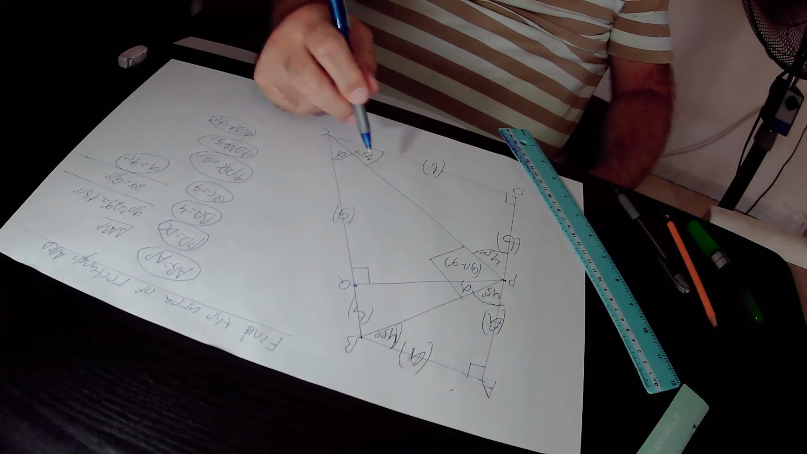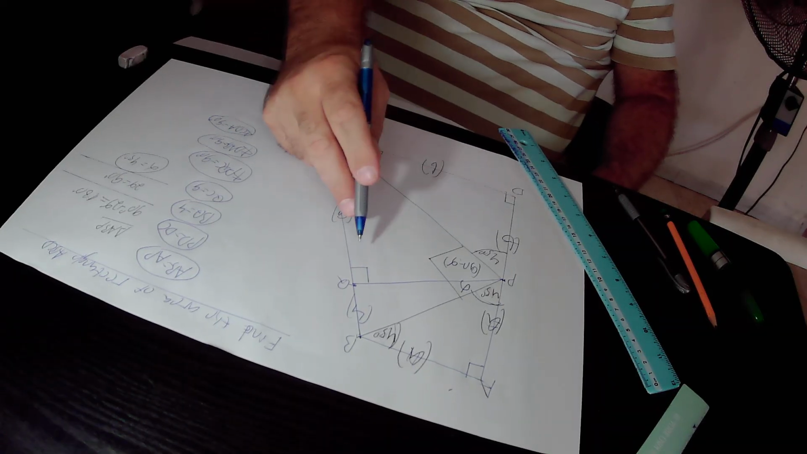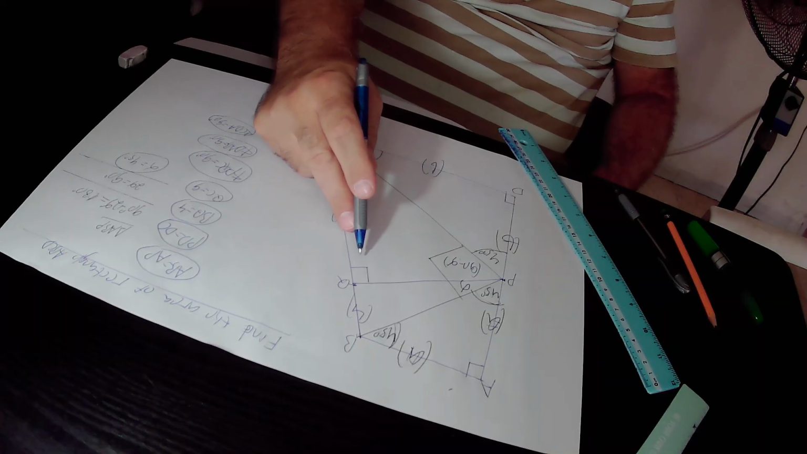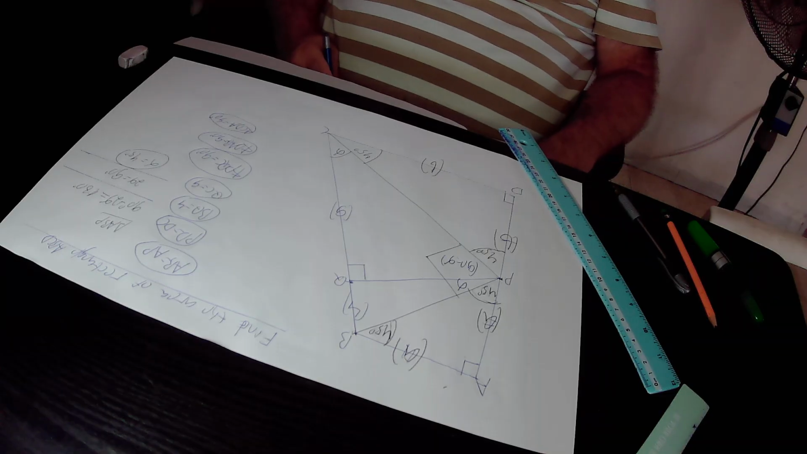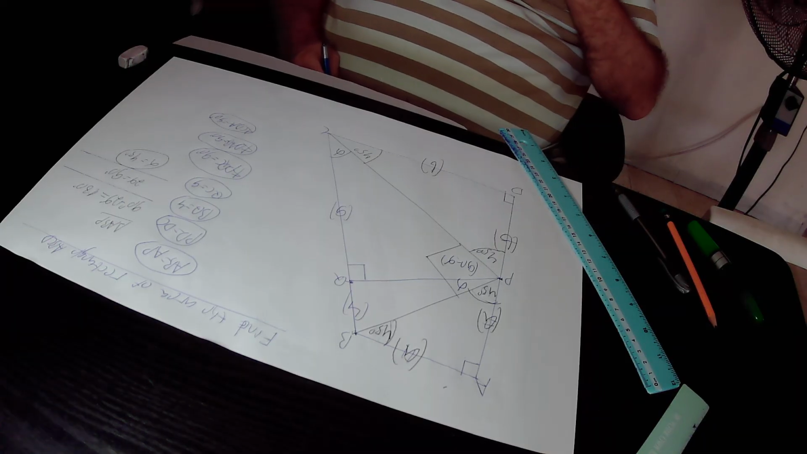Why? Because alpha plus 90 degrees minus alpha is 90 degrees, and 90 degrees plus 90 degrees is equal to 180 degrees. That is the sum of the angles in any triangle. We know that BC is one side of trapezoid ABCD, therefore it is absolutely a straight line.